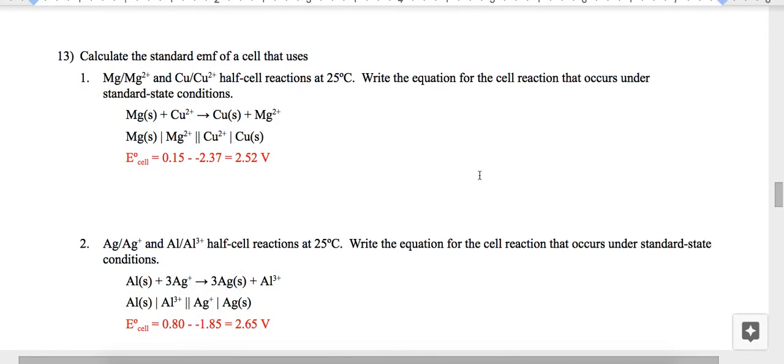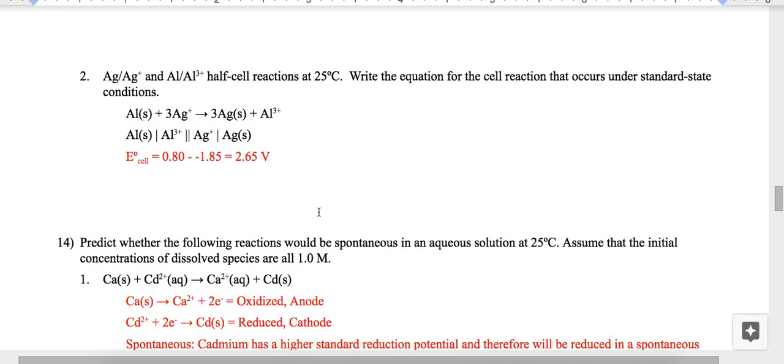Now we're looking at calculating these things and writing the cell diagrams. We're just going to go to the standard reduction potential tables, look up the different values, cathode minus anode. Make sure you're identifying the cathode and anode correctly. Since copper gets reduced here, +2 to nothing, it is the cathode. Since magnesium gets oxidized, it's the anode. So we have 0.15 minus -2.37. We end up with 2.52. So we can see all those.